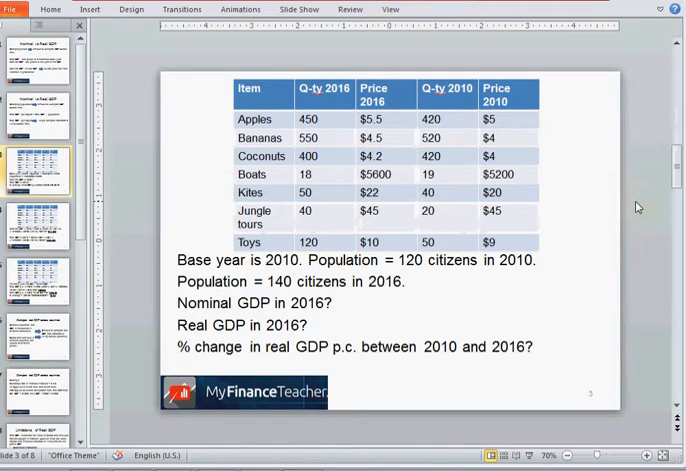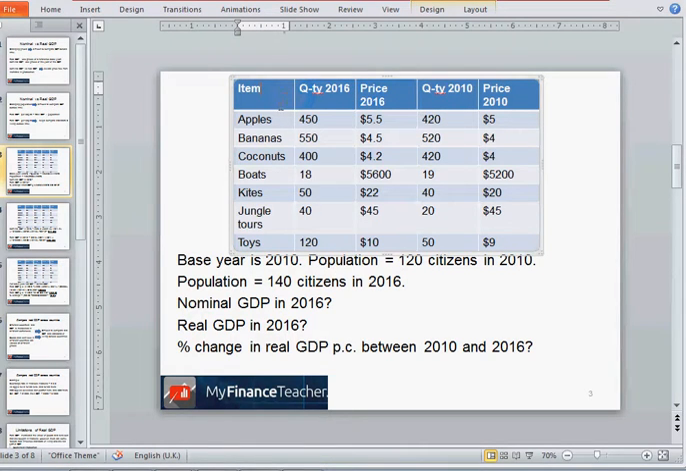Let's have a look at some examples to make this video less theoretical and a little bit more clear. Let's have a look at 2 years. 2010 will be our base year, and the other year that we're going to compare it with is 2016. Let's say this is a simple island country that produces only apples, bananas, coconuts, boats, kites, jungle tours, and toys. And in this table you see the prices of those goods and services both in 2010 and 2016, as well as the quantities produced.